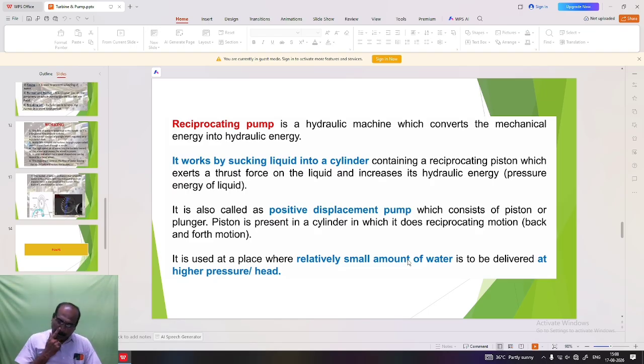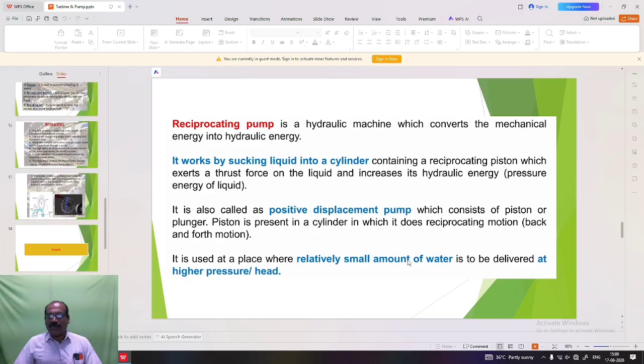Pumps are classified into rotodynamic pumps and positive displacement pumps. Rotodynamic pumps are classified into 3 categories: radial flow, axial flow, and mixed flow. Similarly, positive displacement pumps are classified into reciprocating pumps and rotary pumps. Reciprocating pumps are further categorized into 2 types: piston or plunger type pump and diaphragm type. Rotary pumps are again categorized into 3: gear pump, vane pump, and screw pump.